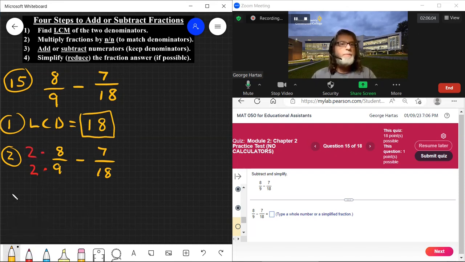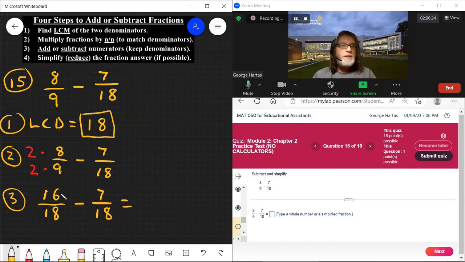So step 3. 2 times 8 is 16. And we know the denominator is 18. 7 over 18, that stays the same. So now we subtract numerators. 16 minus 7, well, that's 9 over 18.